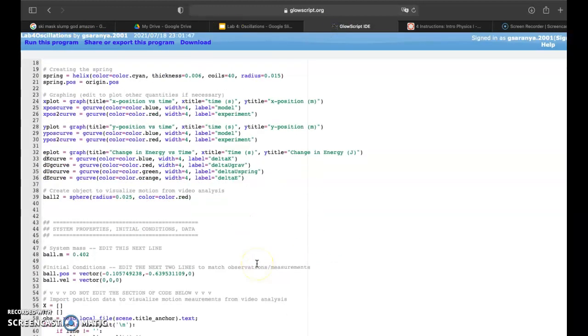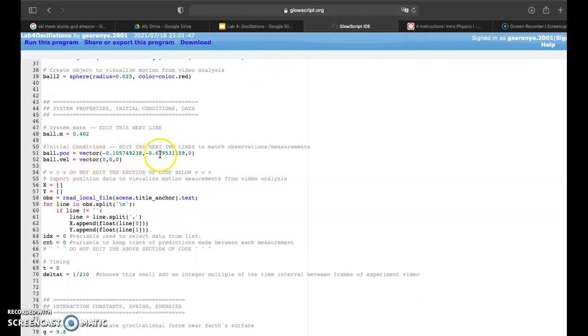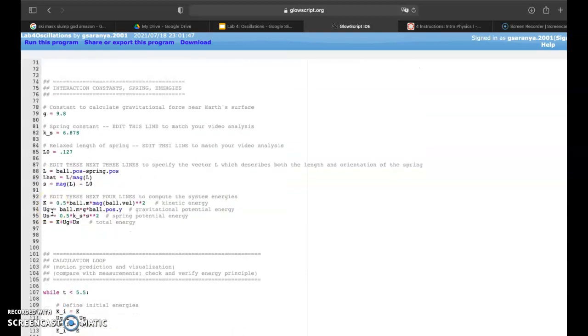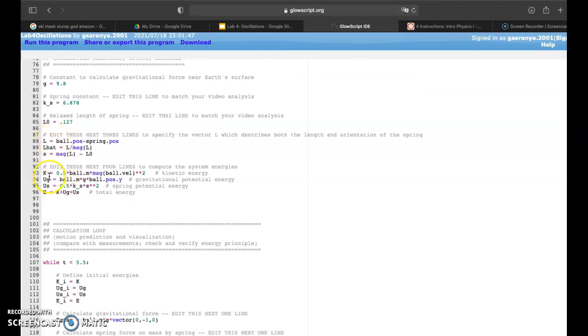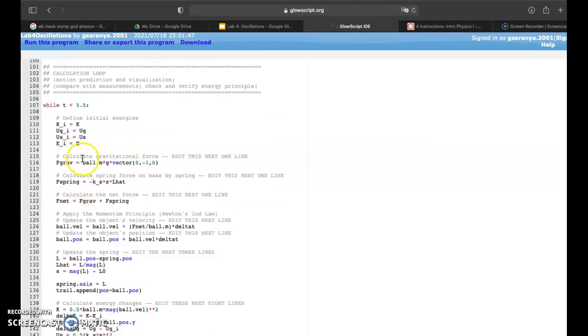Now here's the computational model. As you can see, the ball mass is 0.402. The ball position, which we got from Tracker, is inputted. The velocity is 0, and the delta t is 1/210. G, k_s, and L naught were already derived. And this is the value of K, UG, US, and then E, which is a summation of the 3. Now here is gravitational force, which is mass times G times the vector <0, -1, 0>, then F spring, and F net, which is F grav plus F spring.